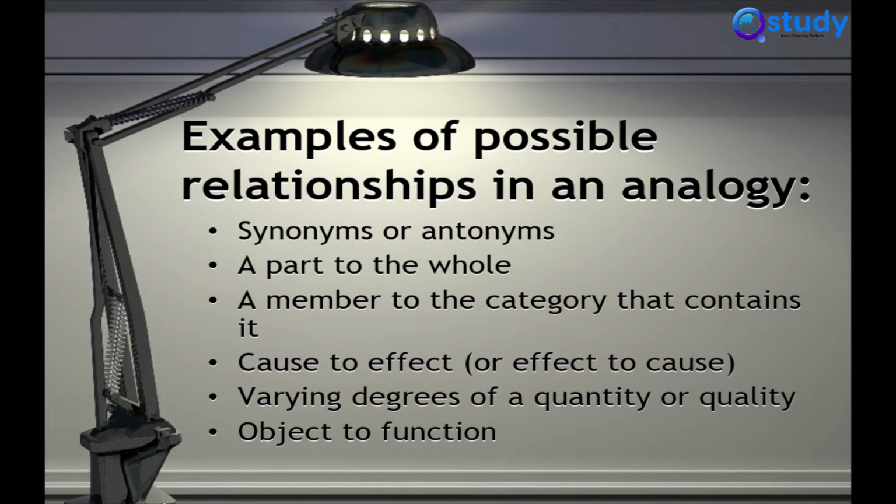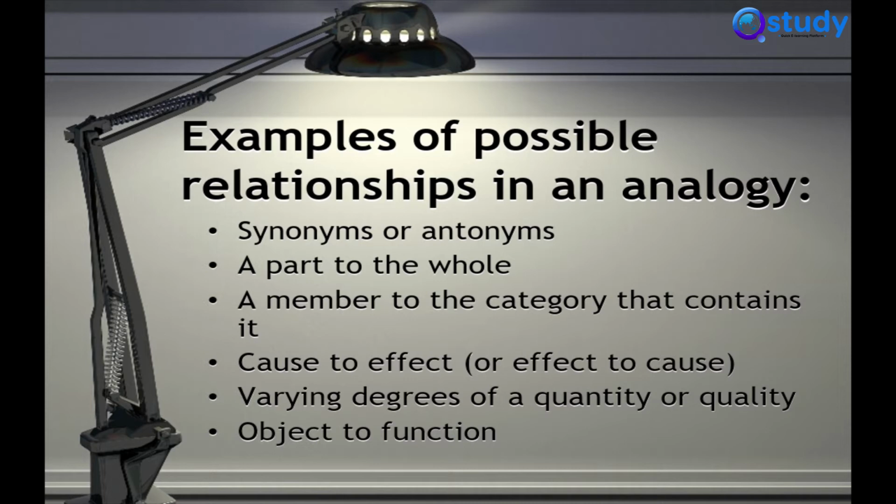Examples of possible relationships in an analogy. First is synonyms or antonyms. Second is a part to the whole. Third is a member to the category that contains it, then cause to effect, varying degrees of quality or quantity, and object to function. First is synonyms or antonyms. The pair can be of similar meaning or they can be opposite words. Then a part to the whole: one part will be given, like car is a whole, and from that one small part will be given, like brakes, or it can be seats. So car is to seat, this way the question will be given.